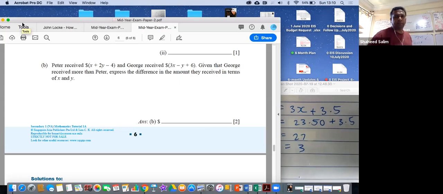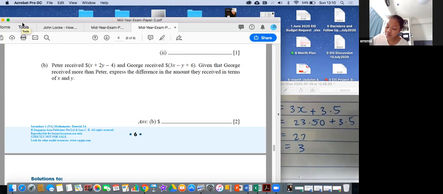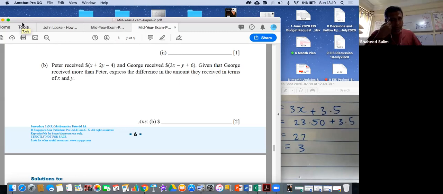Okay, your answer? Minus 2x plus 3y minus 10. Minus 2x. Now, show me your working. George has more. So, express the difference among what they received in terms of x and y.